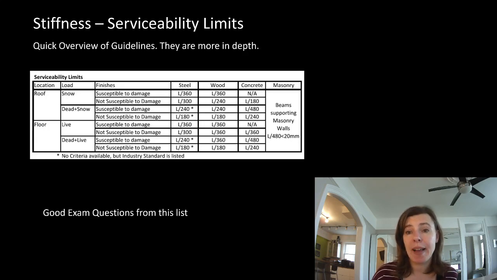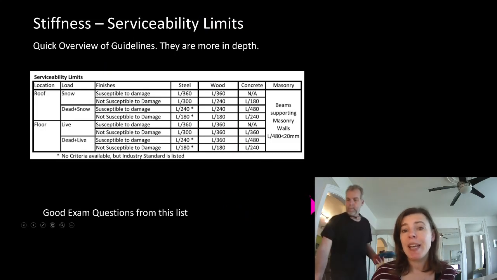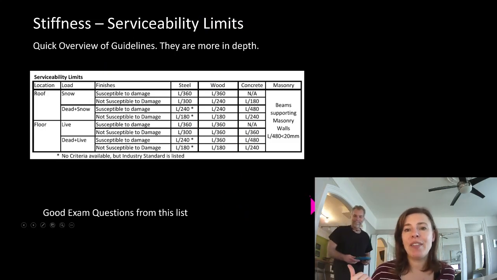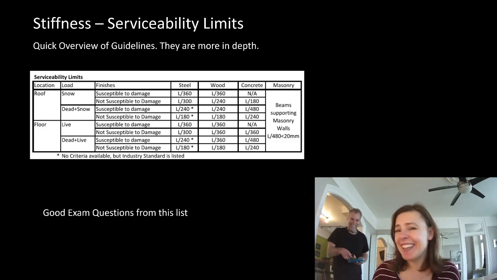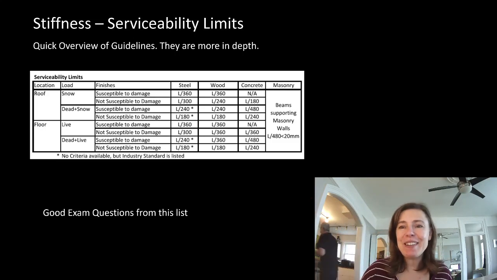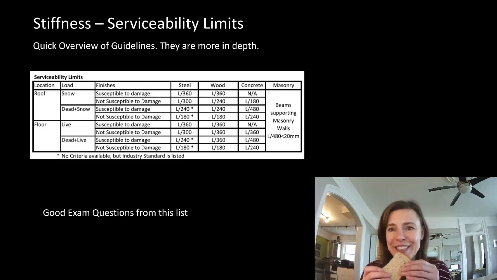So what are the guidelines? I can tell you that even since last year, I had to go back and revise this list because at some point the wood code made a change. This guy's on the wood code and he didn't even know about that change. So we had to go back and make some changes between last year and this year.